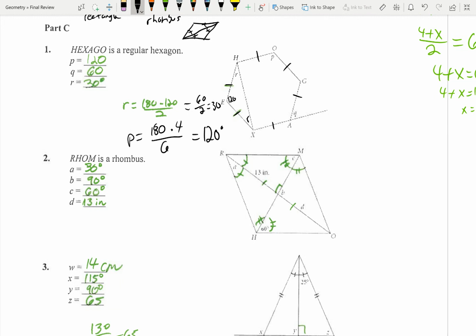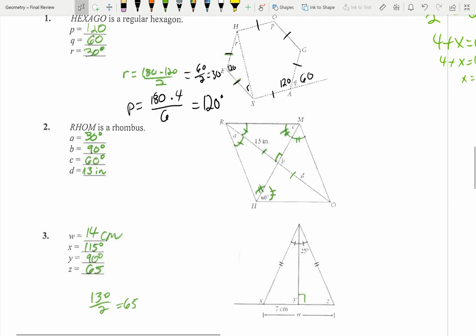And then Q is going to be, well, if this angle here is 120, Q would have to be 60 because it's a linear pair with that angle. So that makes that 60. Okay.